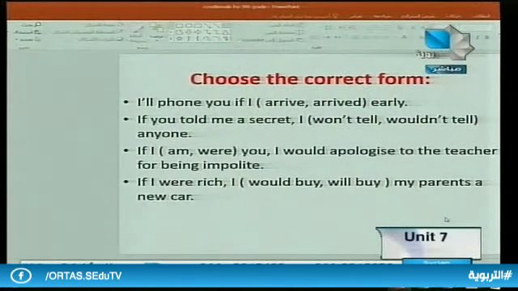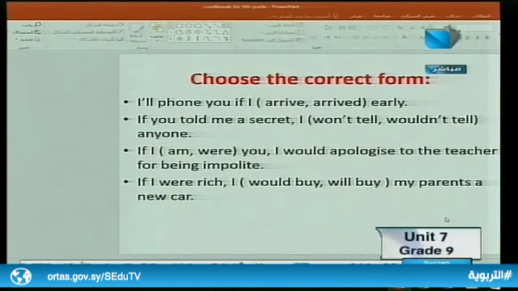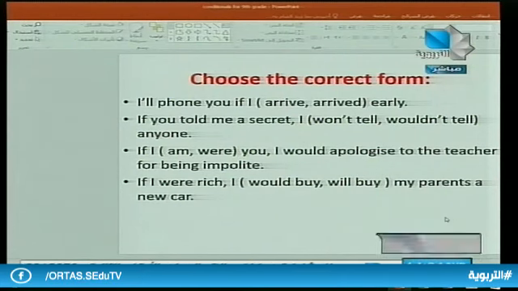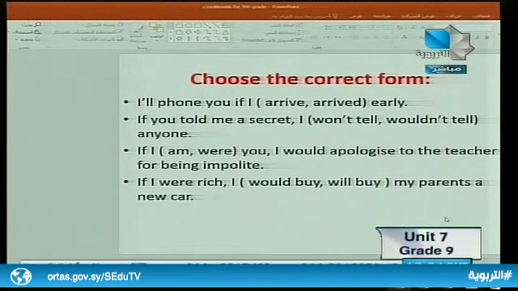Ms. Nada, please, we have some examples here about how do we use the first type or the second type of the if. For example, we have the first one: I'll phone you if I arrive or arrived early. Since we have will in the main clause, after the if clause we have to use the verb in the infinitive, so we have to choose here arrive.